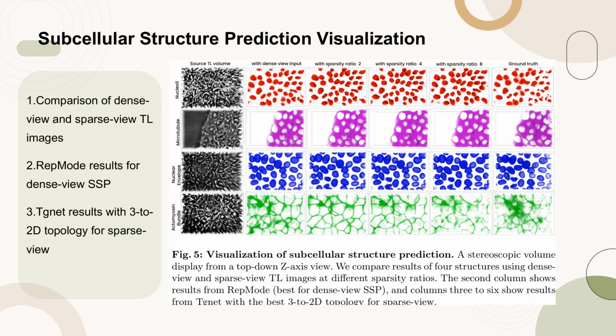Figure 5 presents a visualization of subcellular structure prediction through a stereoscopic volume display from a top-down z-axis view. The figure compares the results of 4 structures using both dense view and sparse view transmitted light, TL, images at various sparsity ratios. The second column displays the results obtained using rep mode, which is considered the best approach for dense view subcellular structure prediction, SSP. Columns 3 to 6 show the results from TNet, which employs the best 3 to 2D topology specifically optimized for sparse view images. This comparison highlights the effectiveness of different methods in predicting subcellular structures under varying imaging conditions.